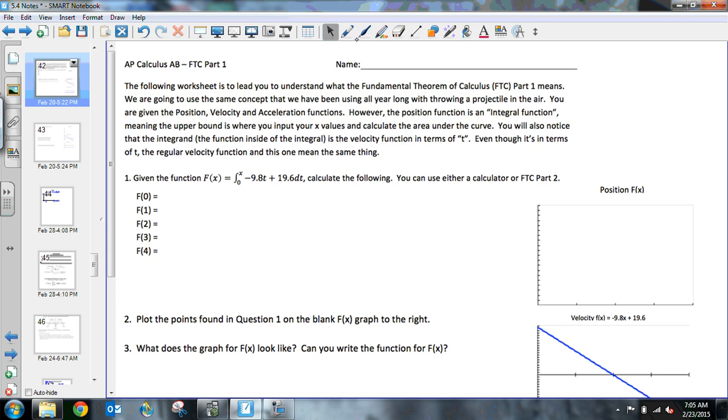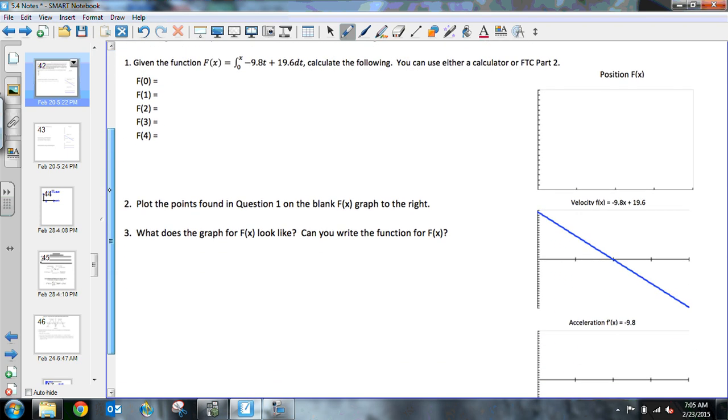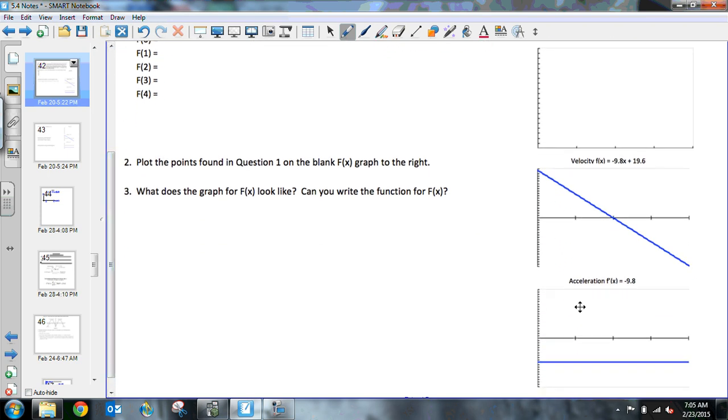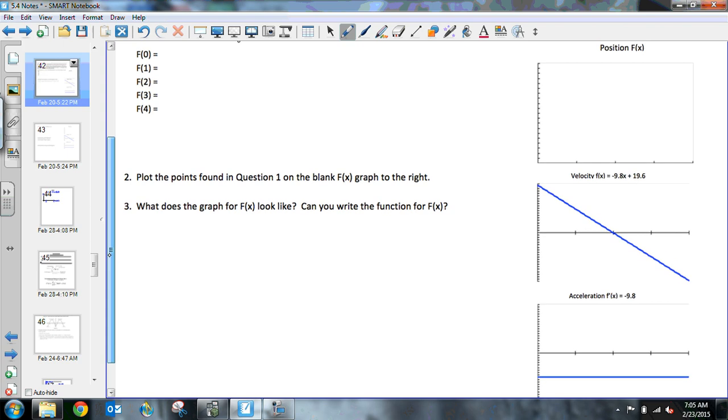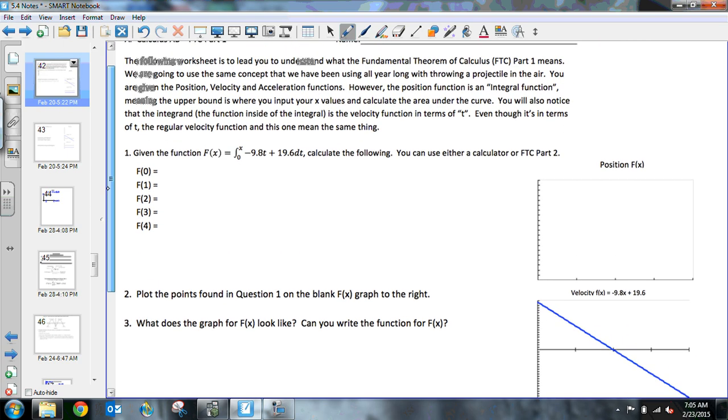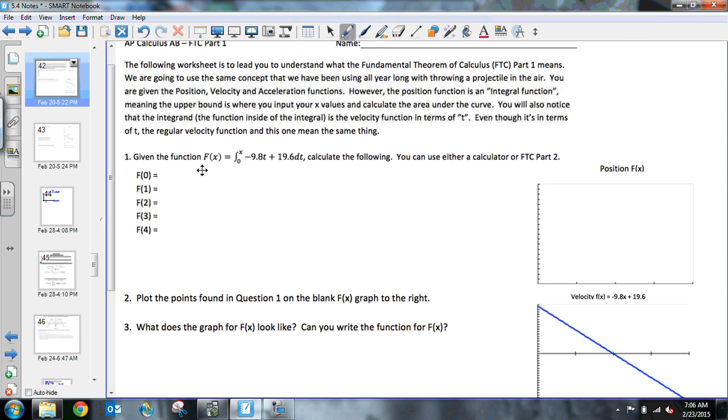I'll let you guys read through this, but I'm going to apply this idea of the fundamental theorem to the problem that we've been using all year with the position, velocity, and acceleration. And so the first thing I want to do is introduce to you something that's completely brand new. And it is called an integral function, okay?